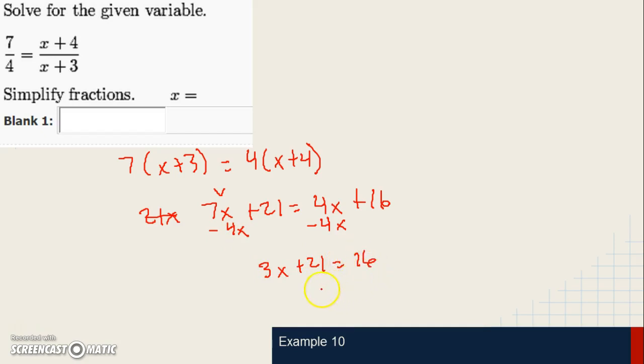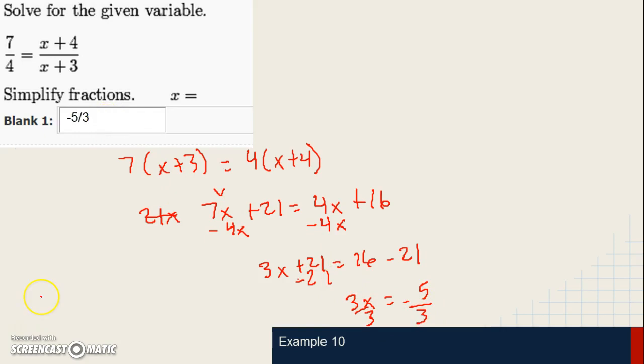I'm going to subtract 21, since subtraction comes first in reverse PEMDAS, minus 21, and I'm left with 3x equals 16 minus 21, which is a negative 5, and I'm going to divide both sides by 3. And when I type this in, I'm going to make sure that negative goes in front, negative 5 divided by 3.